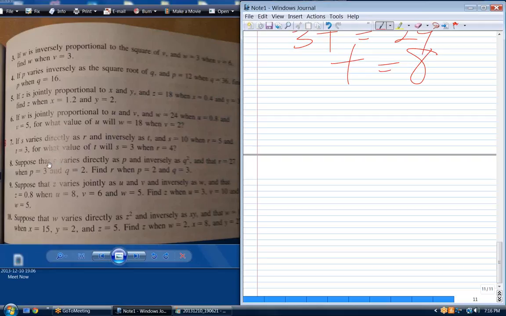You're going to have to read that character for me. What does that say? It's supposed that R varies directly as P and inversely as Q squared. Okay. So that one is R equals K times P divided by Q squared, right? Uh-huh.